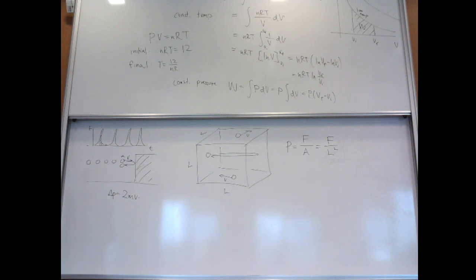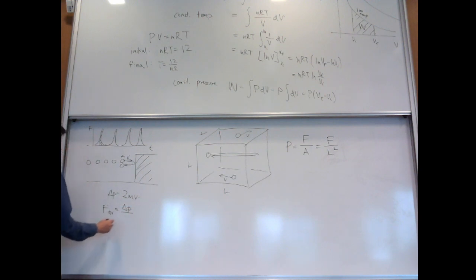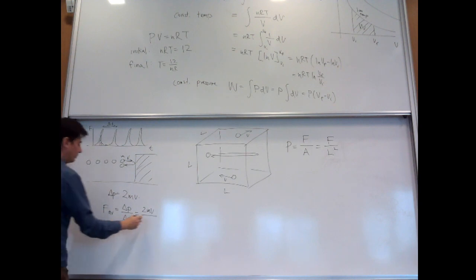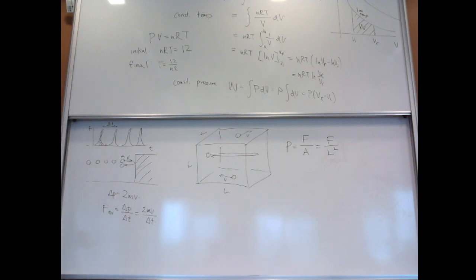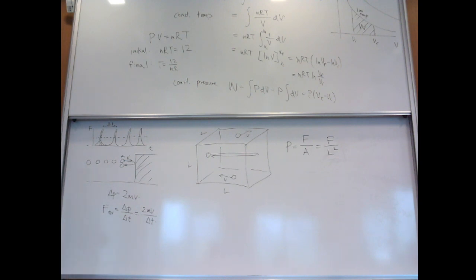and then we can work out that the average force was going to be equal to the change in momentum divided by the time interval here. So in this case, it was going to be 2mv divided by whatever this time interval is. So that's basically what we had before. This was kind of like the average force if you sort of smoothed out all these spikes to some value.